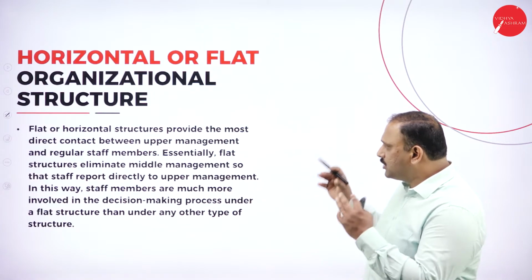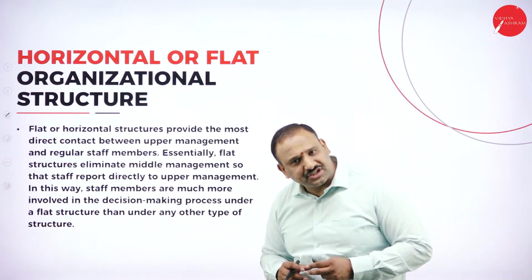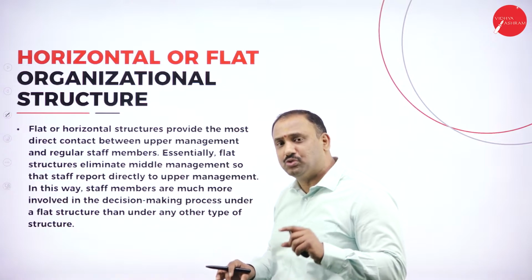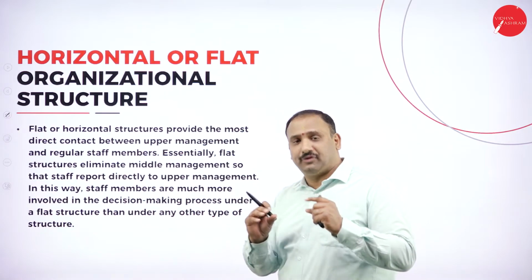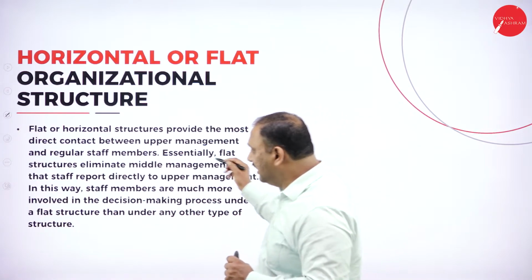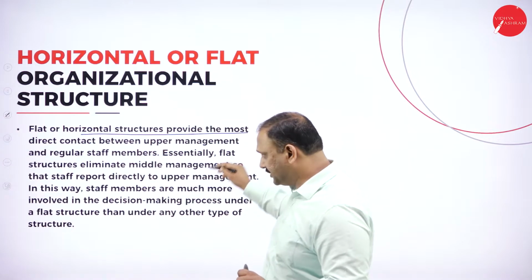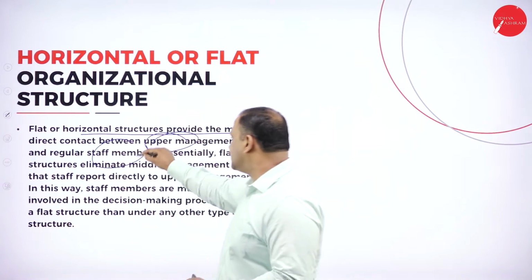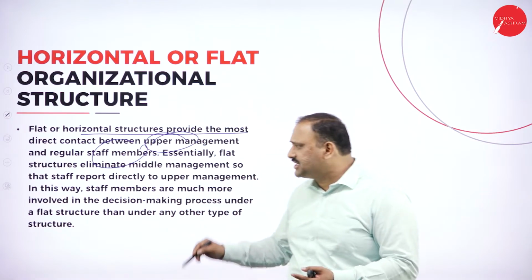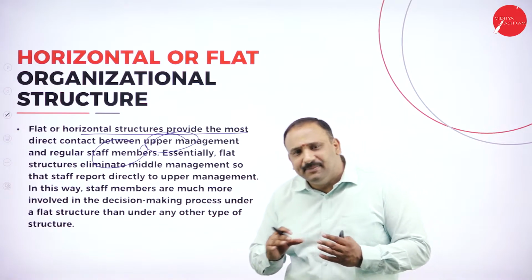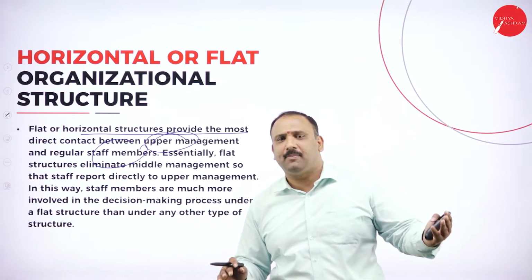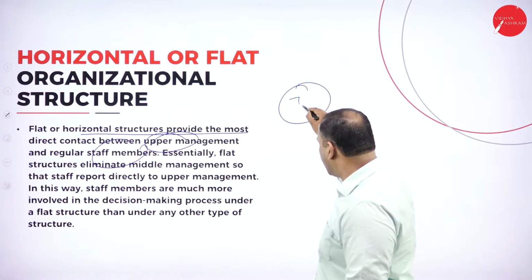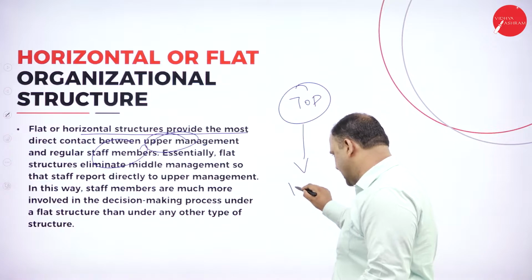Followed by the horizontal or the flat organizational structure. Now, this is quite common in certain organizations who do not want to have too much of reporting basis. So that's why we see here the flat or horizontal structure provides a direct contact between upper management and regular staff members. Essentially, a flat structure is one where they eliminate the middle management. They have a top management and they have a bottom level. So it is directly from the top level to the worker level contact altogether.